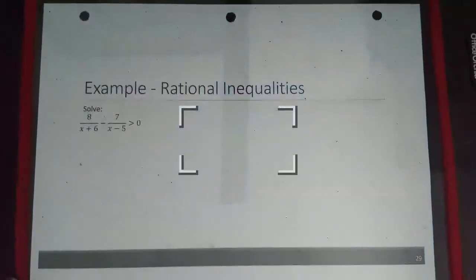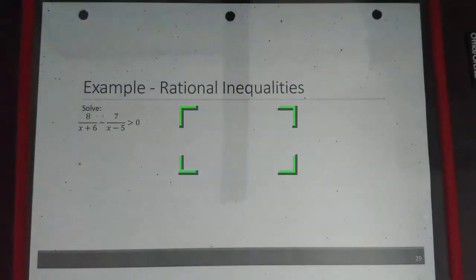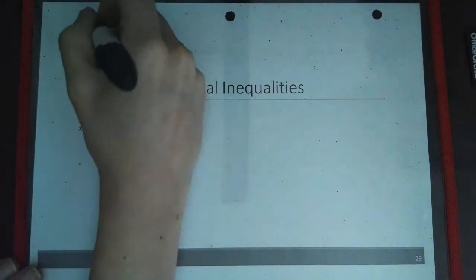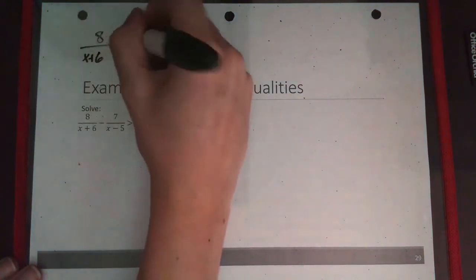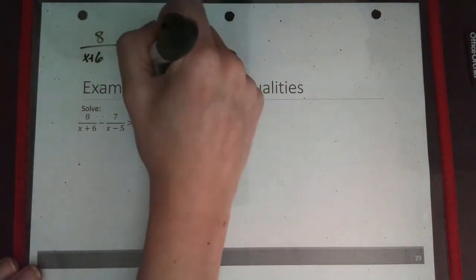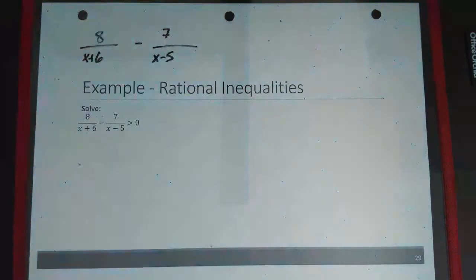So next up, we're going to look at 8 over x plus 6 minus 7 over x minus 5 is greater than 0. So what we're going to do on that left-hand side is we are going to subtract them so that we can combine them into one term. So right now we are looking at 8 over x plus 6 minus 7 over x minus 5. But we need a common denominator so we can combine them.